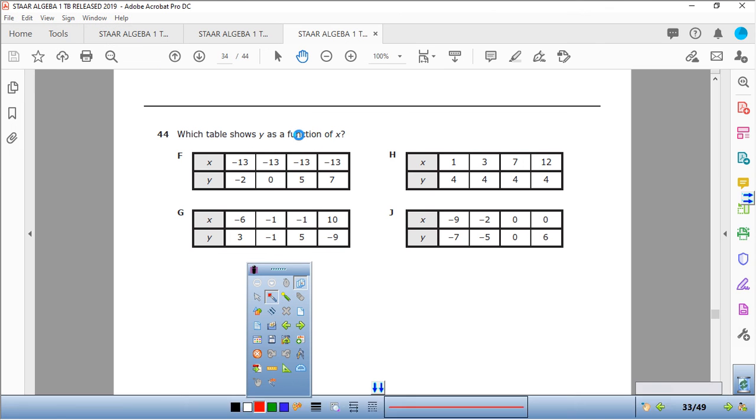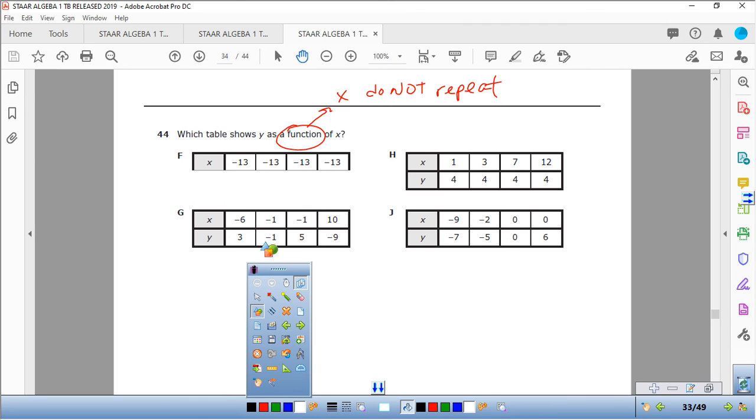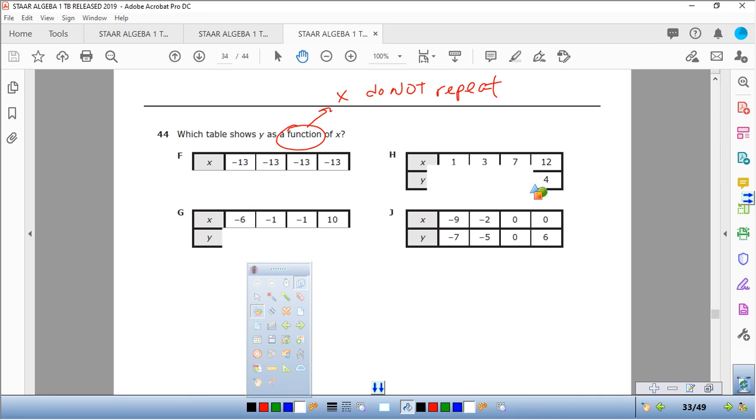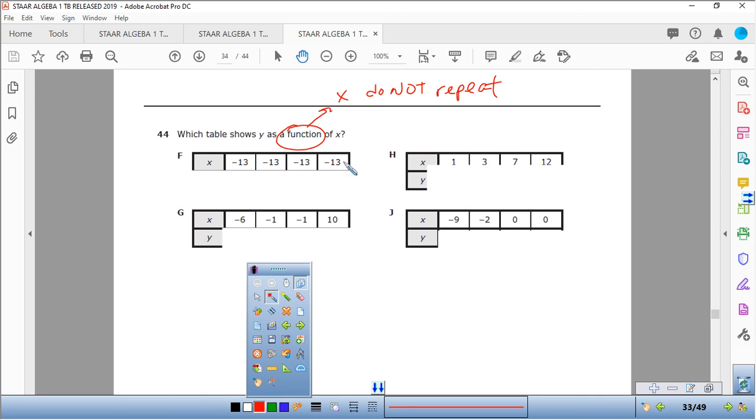A function. For it to be a function, your x's do not repeat. I don't care about the y's, so I'm going to cover them. I'm not even looking at the y's. Just look at the x's, okay? Repeats, no, not. Repeats, not. They want table of function. Function. These repeat, not.